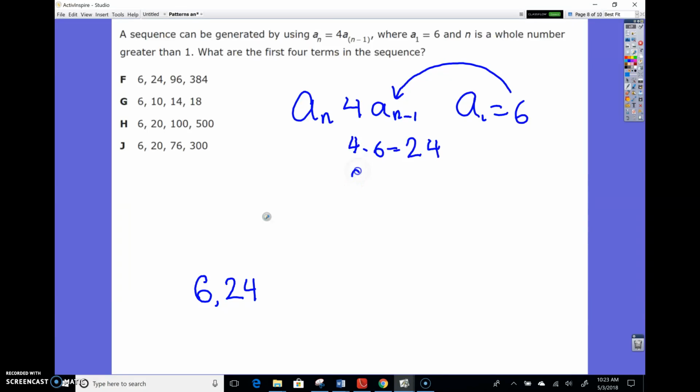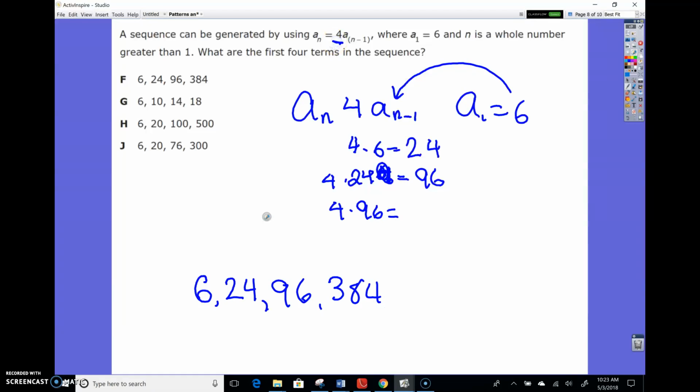And what you're going to do from there is you get 24 and you're going to multiply it by 4. You're going to get 96. Right? 24 times 4. Now you're multiplying it by 4, sorry, because it's 4 times a sub n. Okay, so you get 96. Then after that, you multiply 96 by 4 again. Okay, and you should get 384. So what's happening here is it tells you just to multiply the number you get by 4.